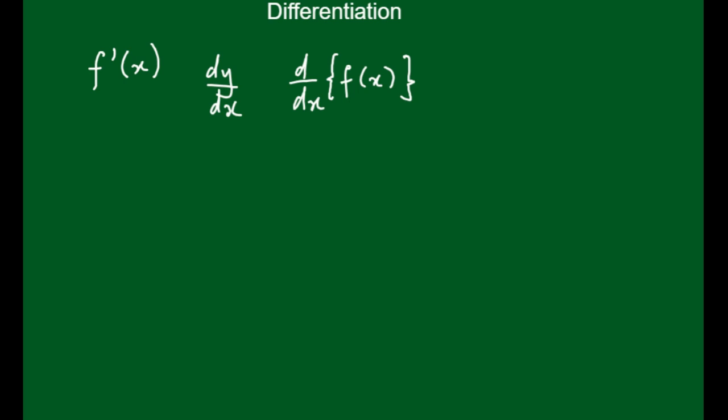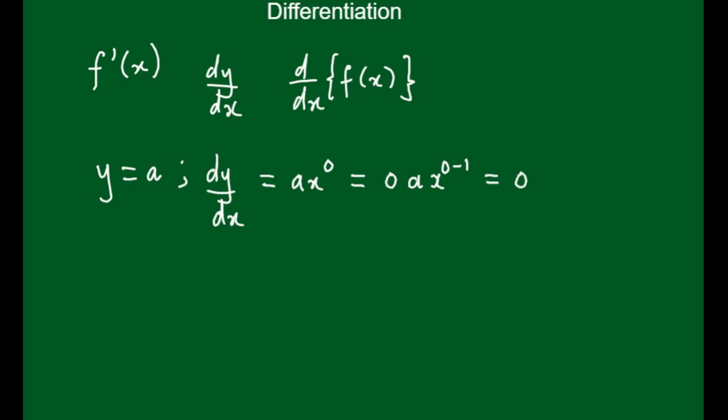So these are some of the notations that are used in differentiation. So let's look at the basic differentiation. Let's say we have y equals a, where a is any number or a constant. Let's differentiate this. So this implies that dy dx is equal to a x to the power of 0. The x is invisible because it's to the power of 0. Any number that is raised to 0 is 1.